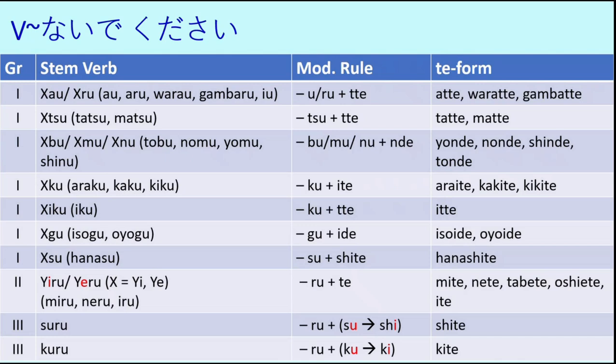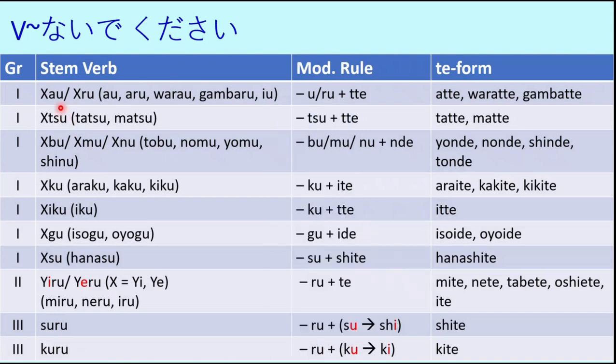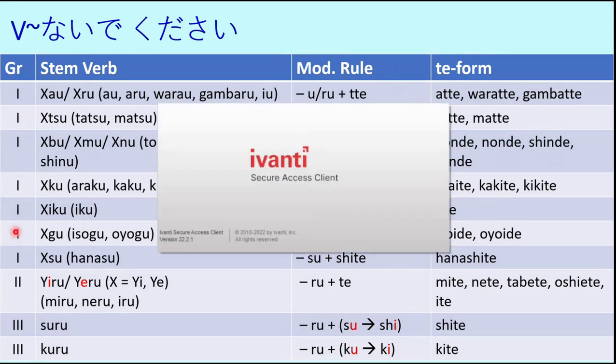So this is the fundamental table where you can see the group number of the verbs 1, 2 and 3. Then we have the stem verb. Then the modification rule, how to convert the stem verb into its te form. And then finally examples of the te forms. So as you can see here, first is verbs of group 1 category. Group 1 has a lot of exceptions. That's why so many rows out here.